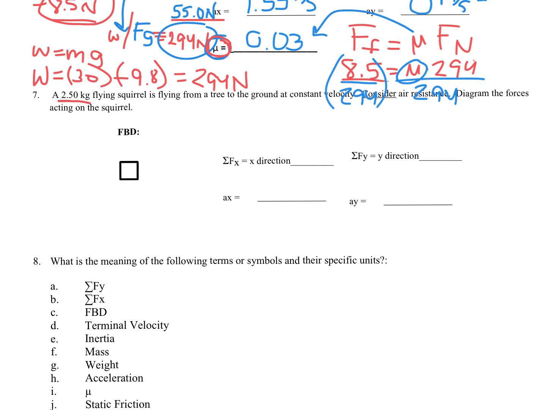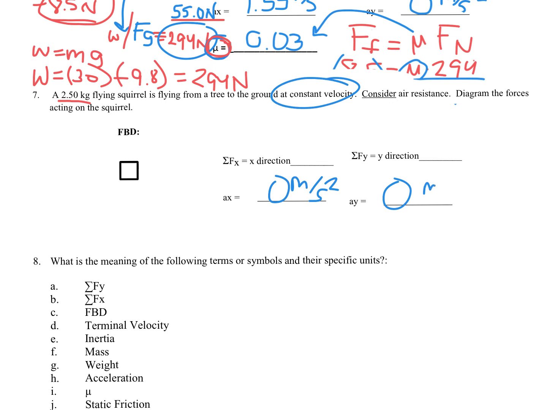You've got a 2.5 kilogram flying squirrel flying from a tree to the ground at constant velocity. Whoa, whoa. Constant velocity is important because that is going to tell us something. Constant velocity automatically tells us that there's no acceleration in any direction. So meters per second squared is right there, 0. Also, don't forget that if there's no acceleration, there's no net force either. So that means that all forces are in equilibrium.